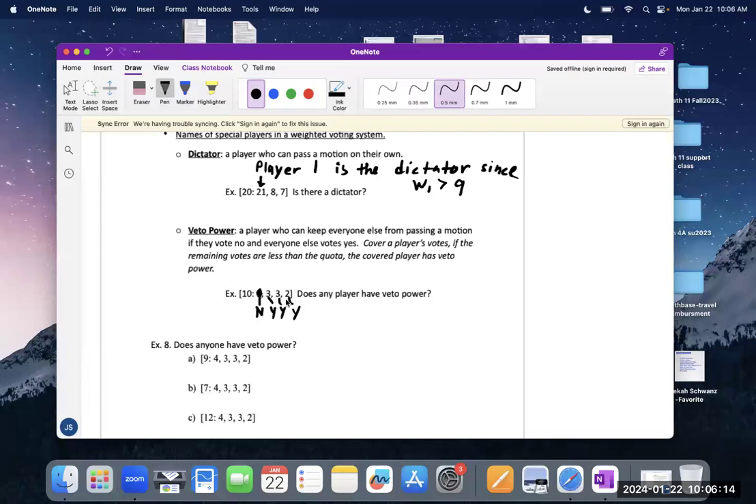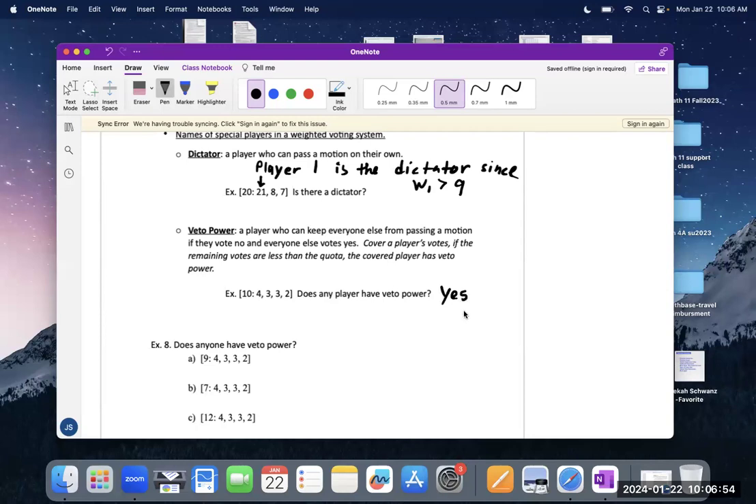So does everyone else have enough power to pass the motion without player 1? The answer is no, because 3 plus 3 plus 2 is equal to 8 and it's less than 10. So even if all these people ganged up together and voted together on something, they still could not get a motion passed with that one person saying no to it. It makes it not pass. So we would say that this player 1 has veto power.